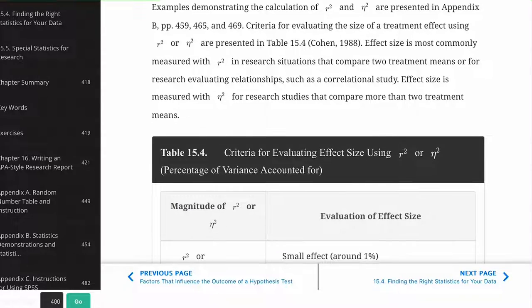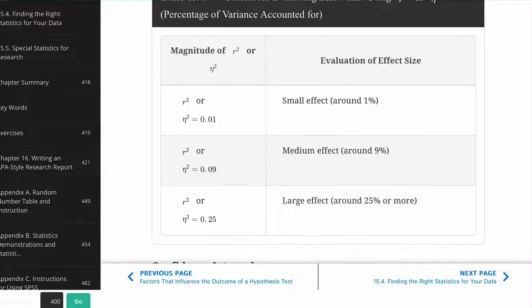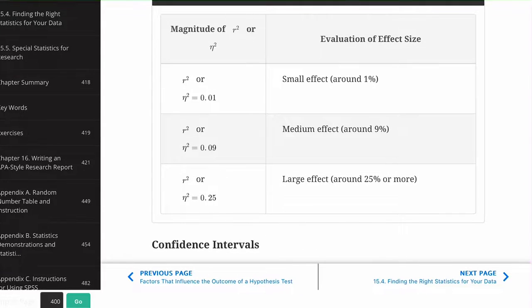And so table 15.4 here is showing you the criteria for how you can evaluate the effect size there. That kind of tells you here, 0.01 means 1% of the variability can be accounted for, or medium effect is 9%, large effect is 25% or more.